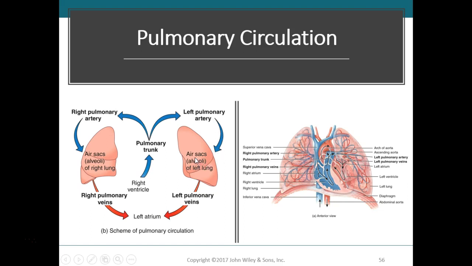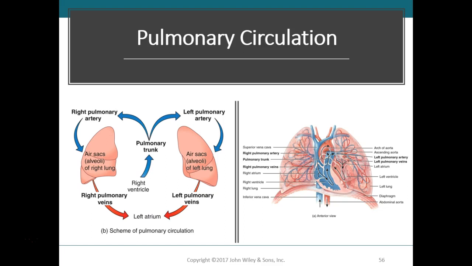Drop off CO2 in the lungs, pick up oxygen, then oxygenated blood comes into small little pulmonary venules on the right and the left, and larger pulmonary veins that dump into the left atrium, and then of course after it gets into the left ventricle, out to the body.